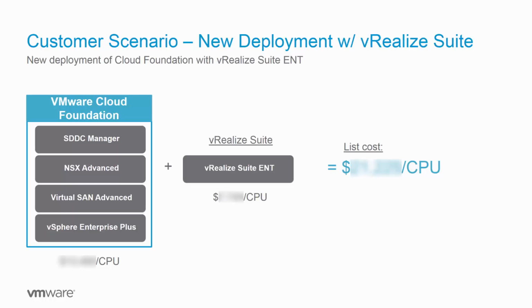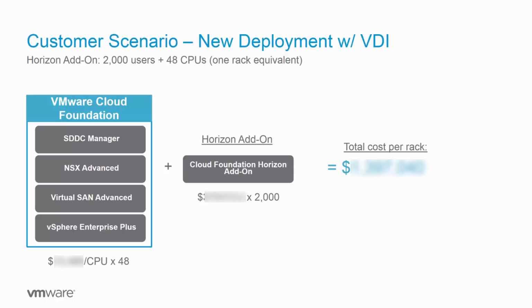This one shows you the addition of the vRealize suite added onto the core Cloud Foundation. So again, just add the vRealize suite Enterprise for the number of CPUs, and there you go. That's all you have to do. And here in this one, we've added Horizon for Cloud Foundation add-on. So same thing, we had the core Cloud Foundation, but now we want to add the ability to do virtual desktops with Horizon View. So we've added the Cloud Foundation Horizon add-on. So that's going to be per concurrent users.